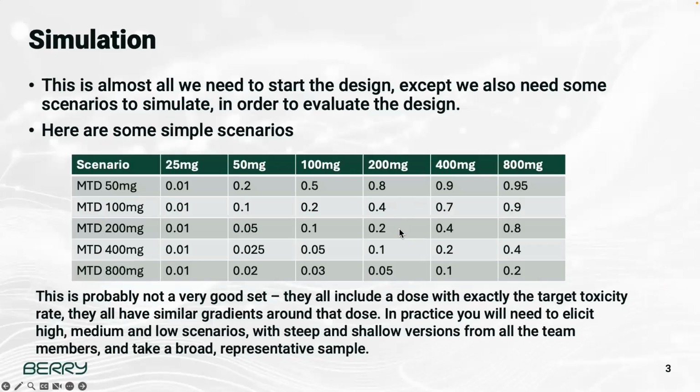And that's almost all we need to start doing this kind of design. Except what is crucial is to have a set of plausible scenarios that the team thinks, maybe this is our least toxicity estimate and our highest toxicity estimate and a middling toxicity estimate, and then maybe some in between, and maybe some with lower, shallower curves and some with steeper curves.